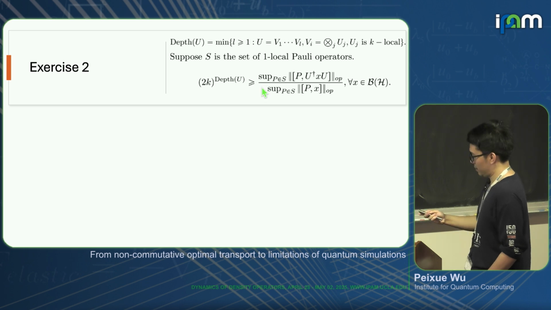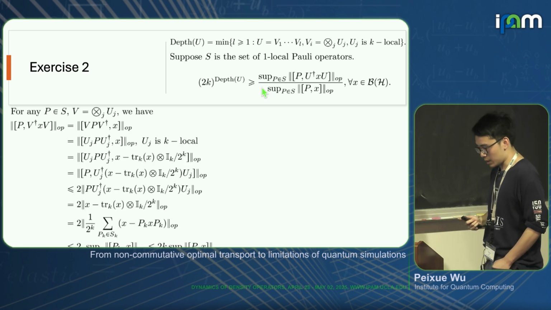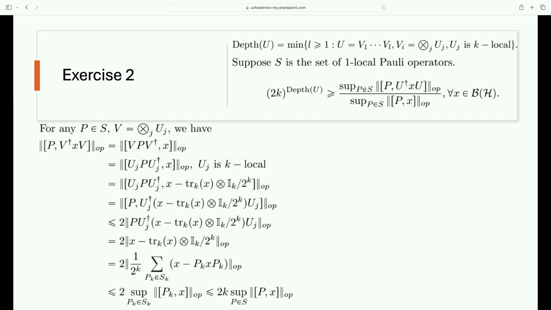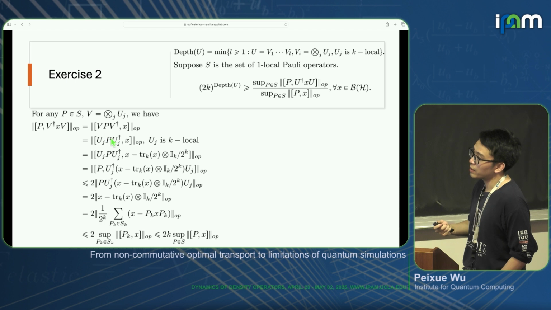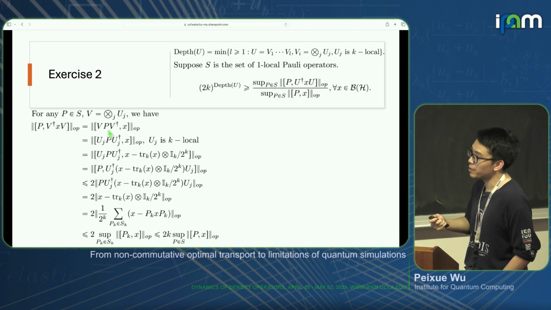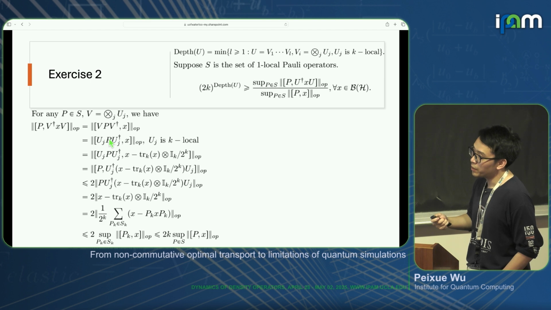Okay, so let's go through the proof step by step. First, you choose your S to be the one-local Pauli operators. So don't forget, P is one-local, it only acts non-trivially on one qubit. The first step is given by the unitary invariance, and the second step uses the locality property. Because P is one-local, there is only one unitary acting non-trivially on it, so you can simplify your V.